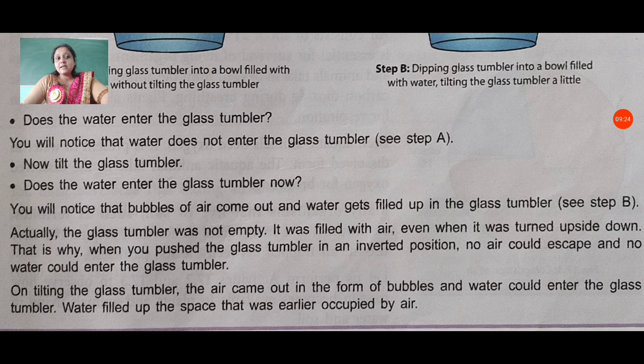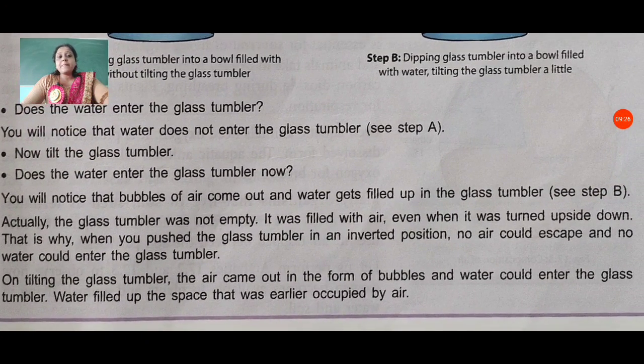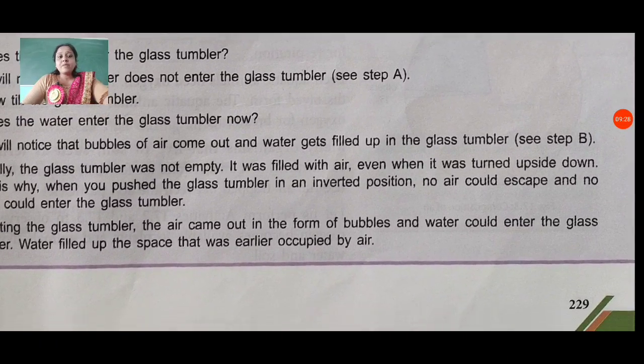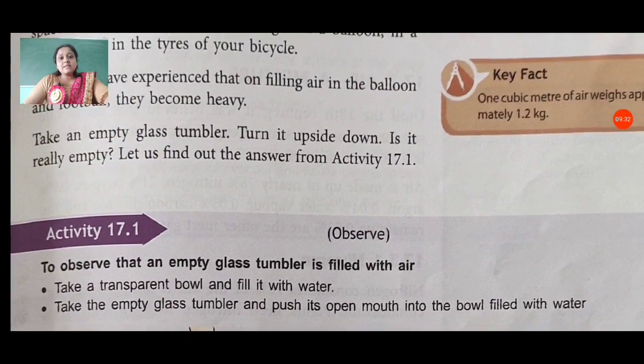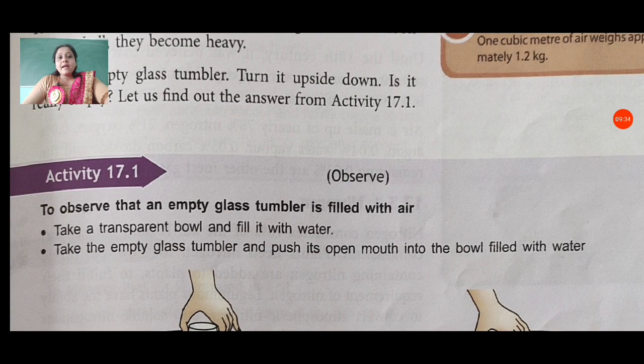You can see step A and step B in your textbook on page number 229. This activity shows that an empty glass tumbler is filled with air. Any empty thing has air in it, because air always occupies space. If we cannot fill anything with water, then we can tell that air is present inside.